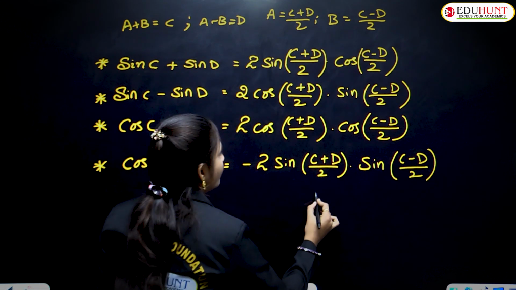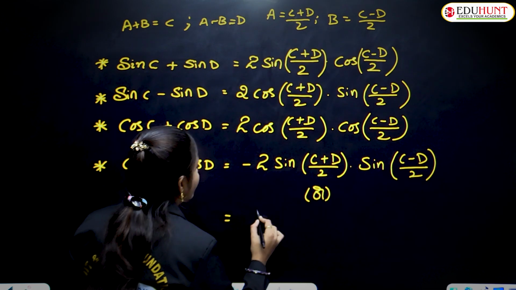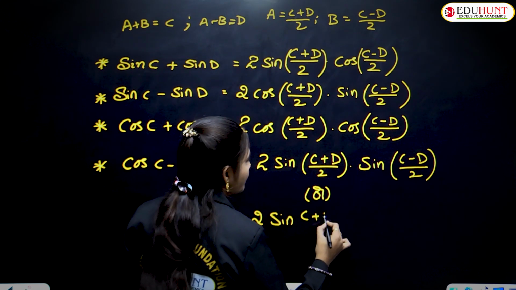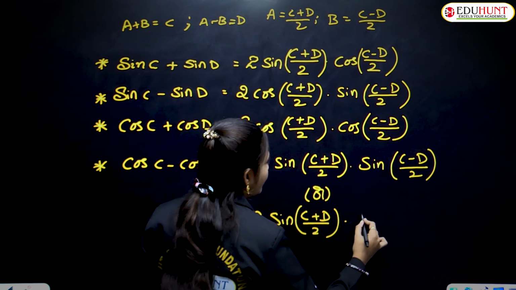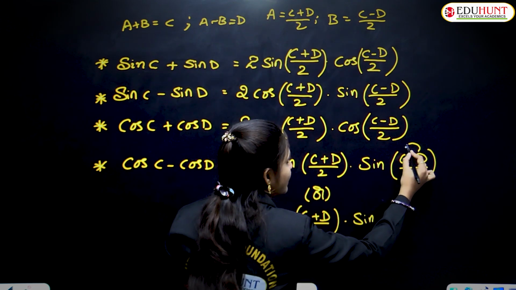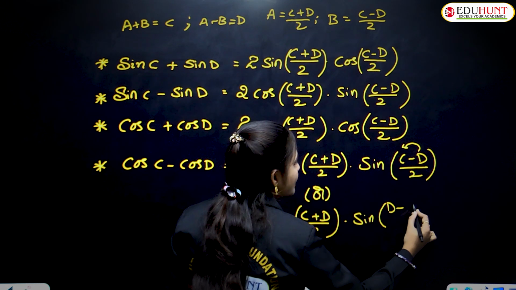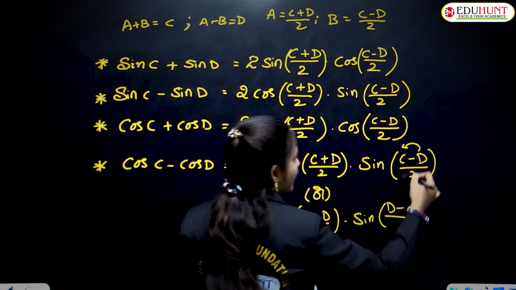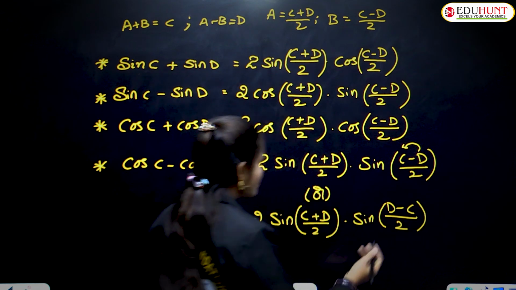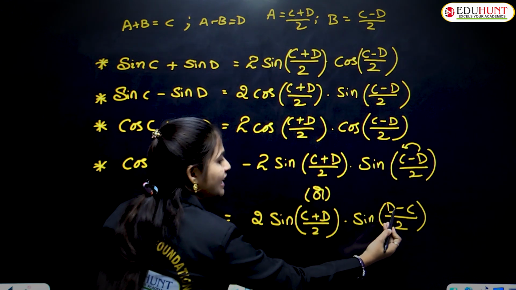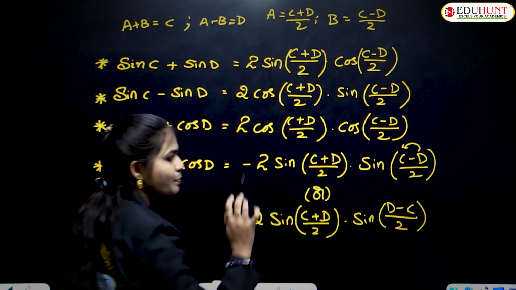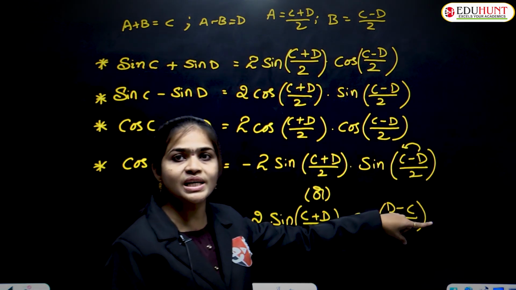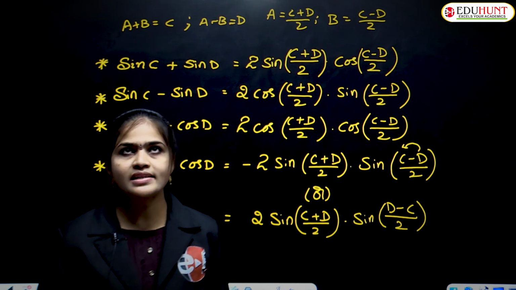Or the same formula we can write in positive as 2 sine (C plus D) by 2 into sine, if you change the terms here like this, D minus C. If you multiply this one with a negative sign, we can write this as (D minus C) by 2. So minus into minus will come as positive. So instead of this formula, you can also write like this, but here you have to change it to D minus C. Did you understand that?